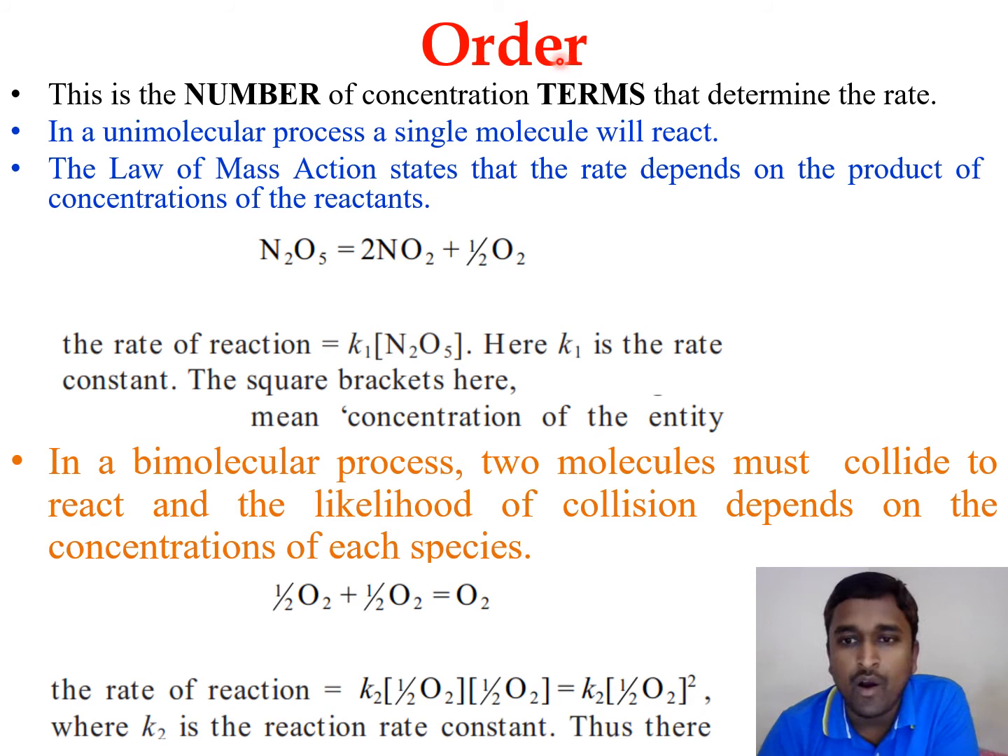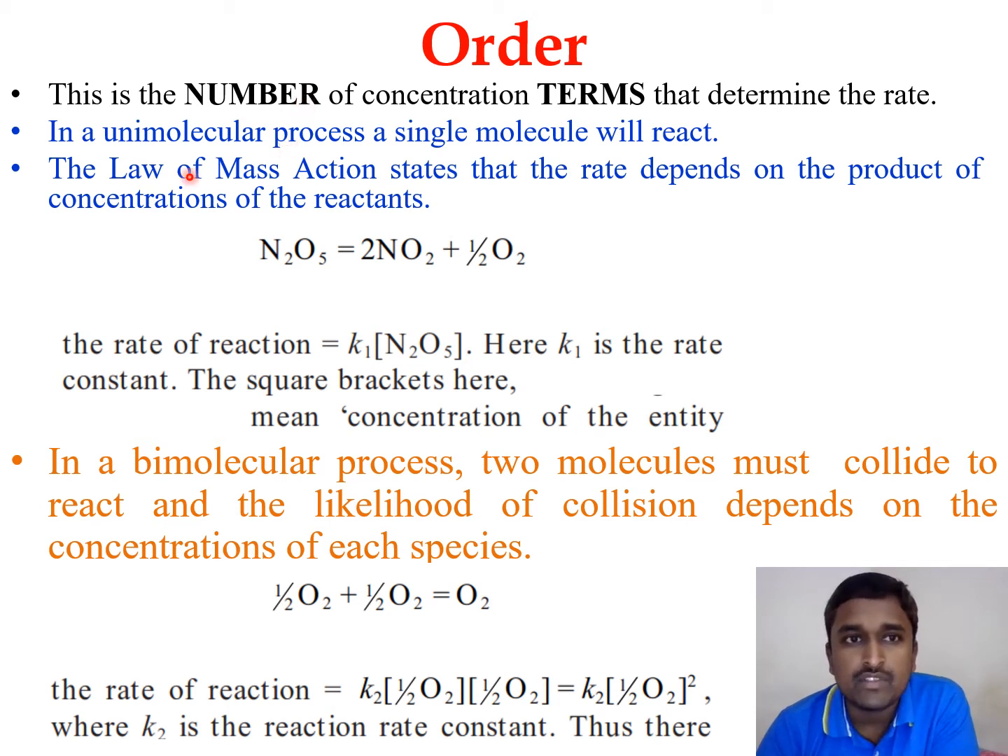Coming to order of reaction. This is the number of concentration terms that determine the rate. That means how many reactants are involved to form a product will give the order of the reaction. If, for suppose, one reactant is giving the product, it is called first order. If two reactants are giving the product, it is called second order.